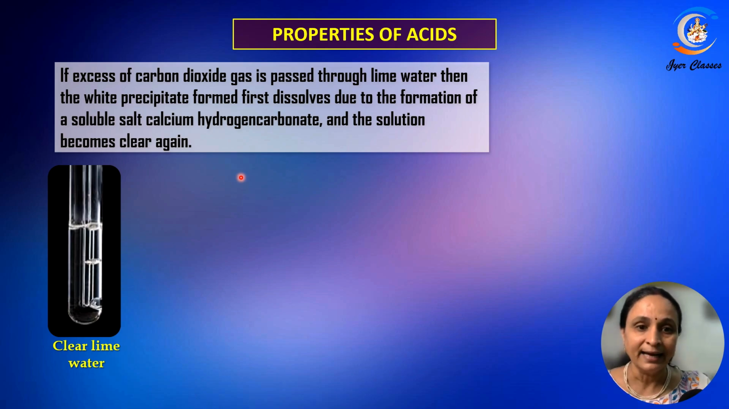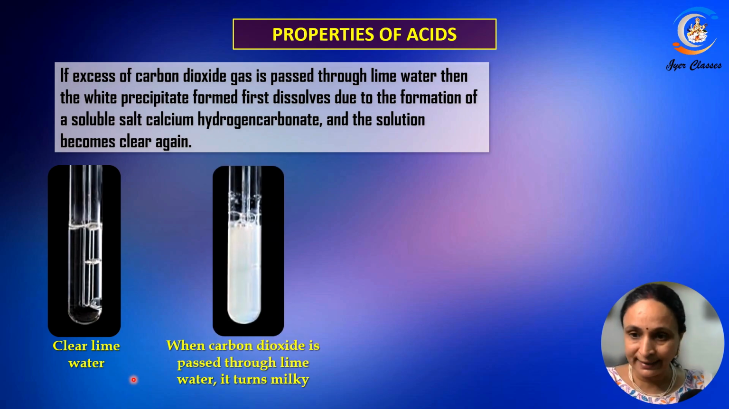You get a clear solution. And we have got the photograph of the same here. It's clear lime water. When you pass carbon dioxide into it, this clear solution will become milky due to the formation of calcium carbonate in it.